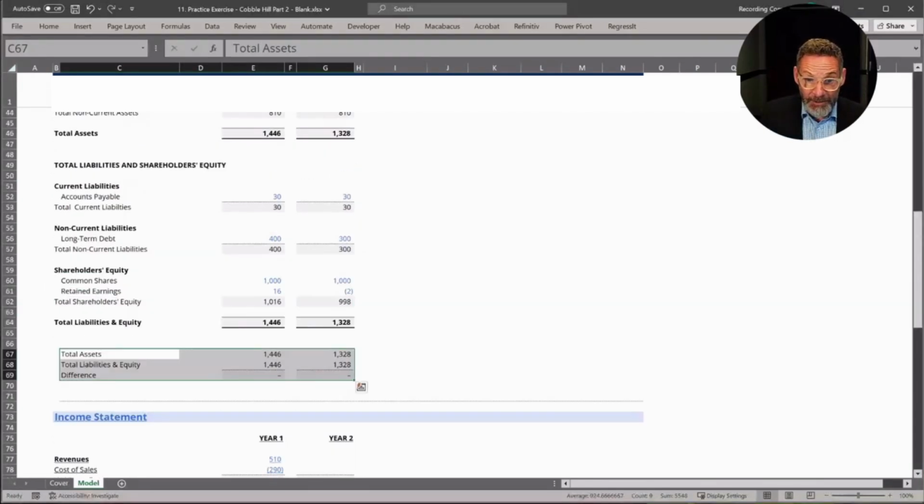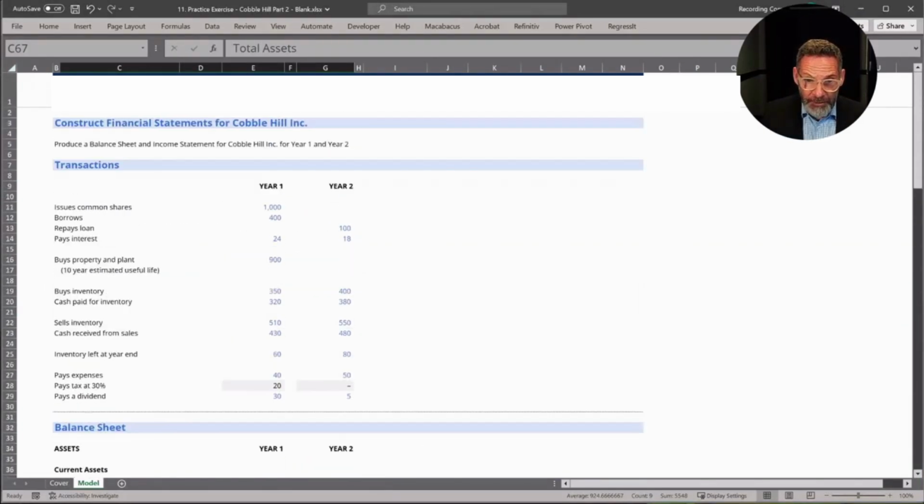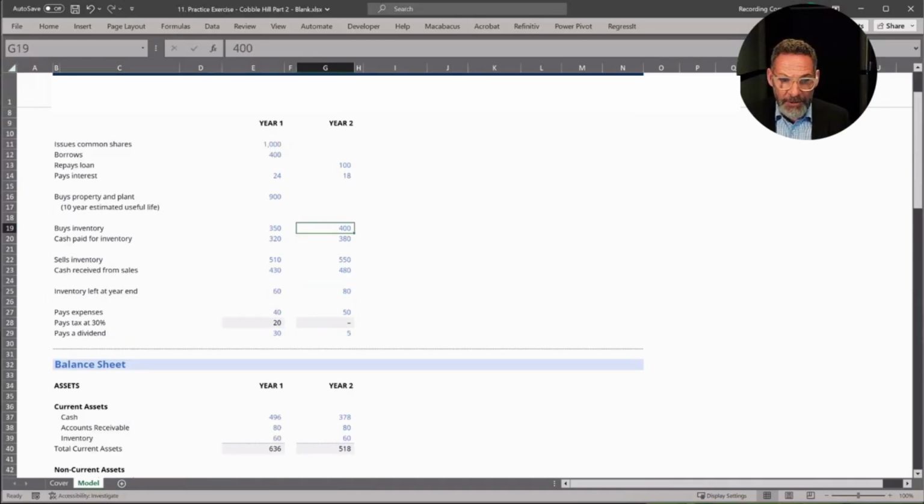Now we're going to do another transaction. One of the things we may want to do is think about that property, plant, and equipment. It's year 2. We need to actually record a depreciation expense and reduce the value of the asset on the balance sheet. Recall that it is straight line, with a useful life of 10 years. So it's just depreciation expense similar to year 1 of 90.